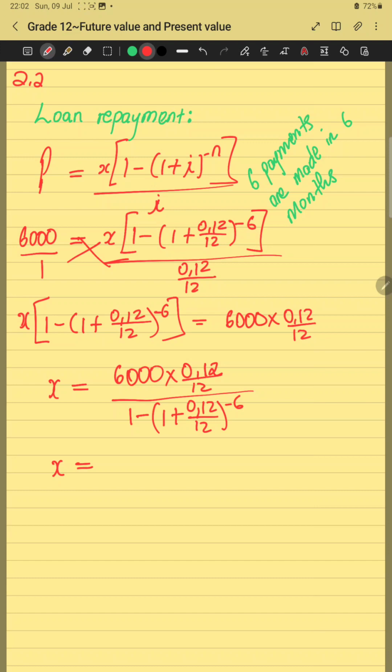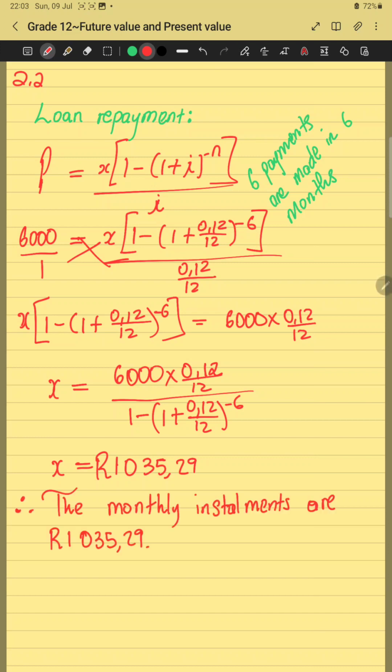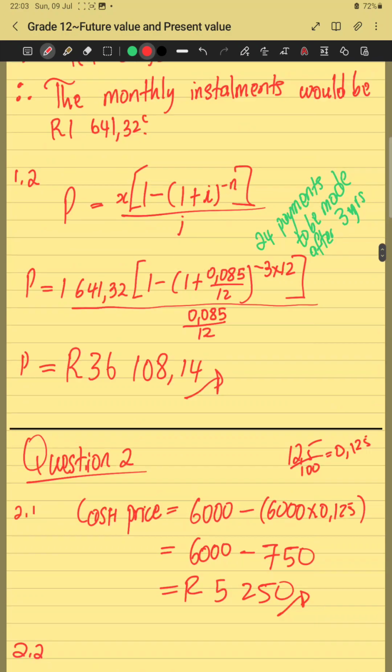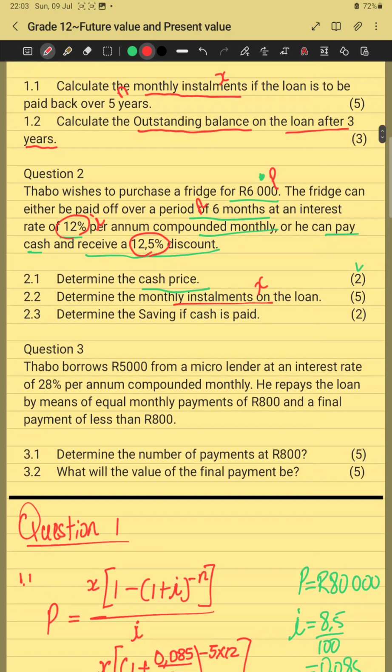This is what we have now. Then we can just use your calculator, and you punch this in your calculator, so you're going to get this answer. This is the answer that you are going to get, that is 1035 rand. Then don't forget to do a conclusion. This is our conclusion. Therefore the monthly installments are 1035 rand. All right, now let's move on to the next question.